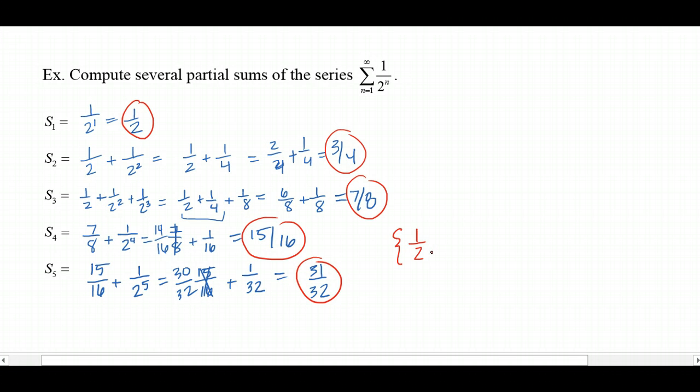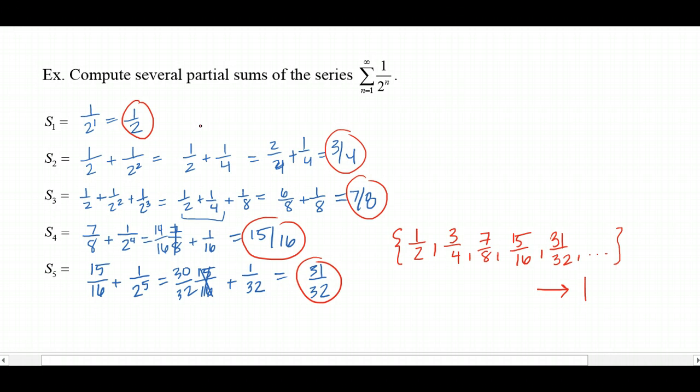So let's write it out horizontally. 1/2, 3/4, 7/8, 15 over 16, 31 over 32, and so on and so on. So hopefully we can notice here this is 1/2, or 0.5 if we want to do decimals, 0.75. These are all getting closer and closer to 1. So this sequence of partial sums is converging to 1. So that means that the original series converges to 1.